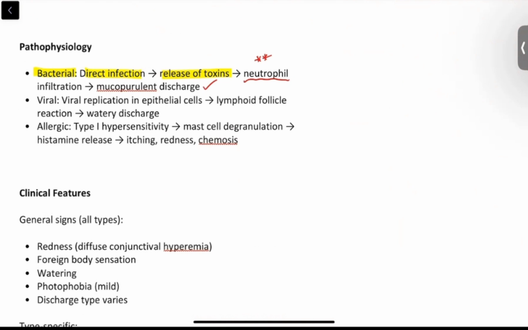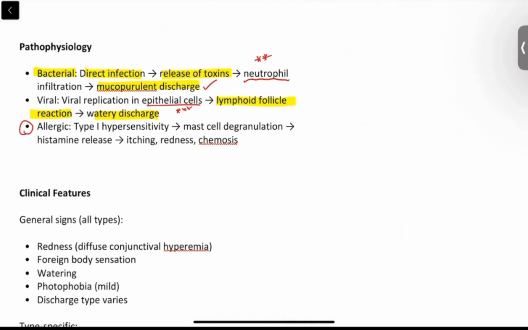Whereas in viral conjunctivitis, viral replication takes place in the epithelial cells. It will activate the immune system, and the immune system will deploy lymphocytes, and this will form a lymphoid follicular reaction, leading to watery discharge. So what we came to know from this is that in case of bacteria there will be mucopurulent discharge, whereas in case of virus there will be watery or serous discharge. So based on the clinical features or the appearance itself, we will be able to differentiate whether it is bacterial or viral conjunctivitis.